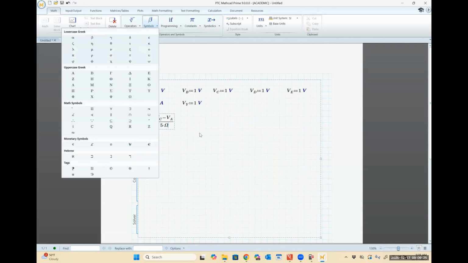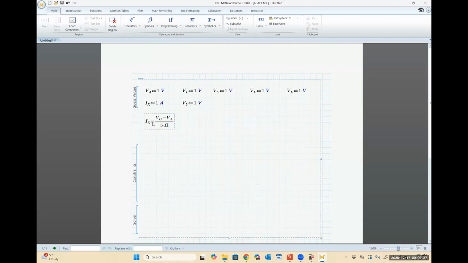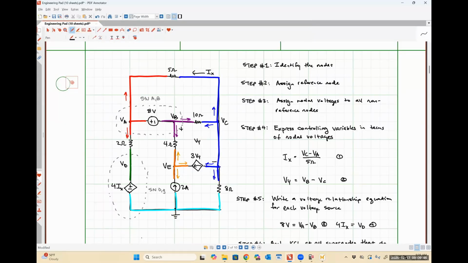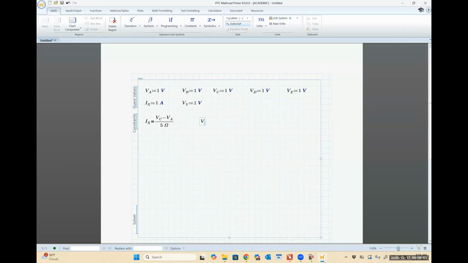So this boldface equal sign essentially means force whatever's on the left-hand side to be equal to whatever's on the right-hand side. These are the equations that we want to use to solve our system, so I'm using that particular equal sign. I'm going to go over here to the right a little bit and put the next equation in. That was Vy is equal to Vb minus Vc. So Vy is Control equals Vb minus Vc.